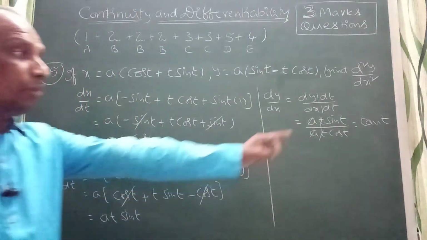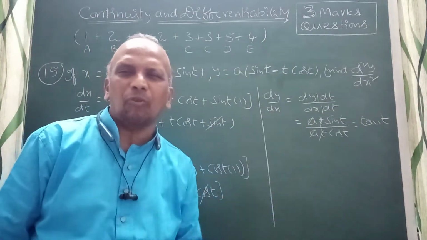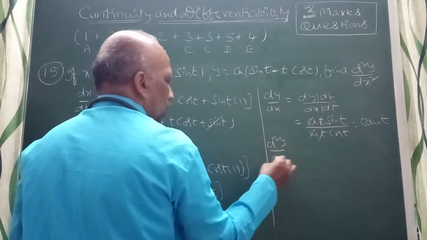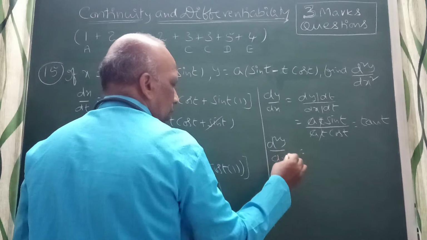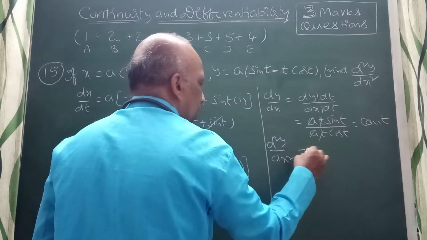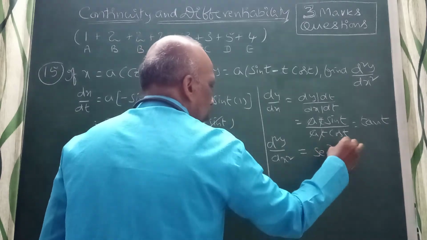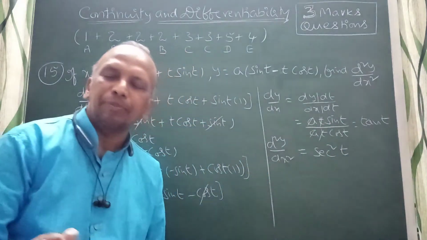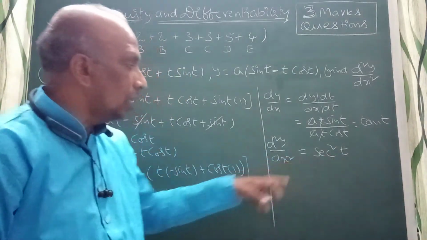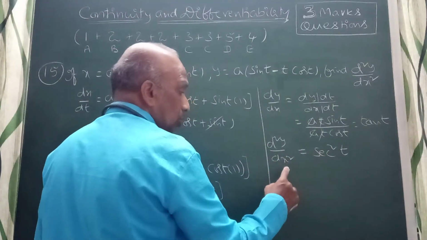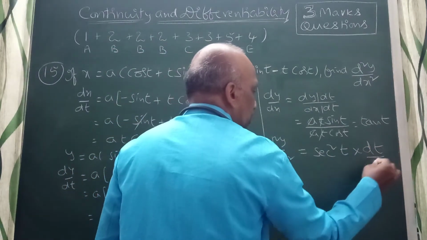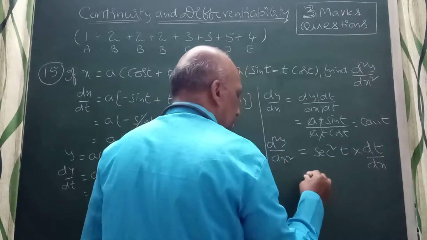See, the result is in terms of t, not in terms of x or y. When you are finding the second derivative, d square y by dx square, derivative of tan t is secant square t. Most of the people will forget and will stop here. That is a mistake. This is in terms of t. Since it is not x, and I am doing with respect to x, it is secant square t into dt by dx. This is most important.